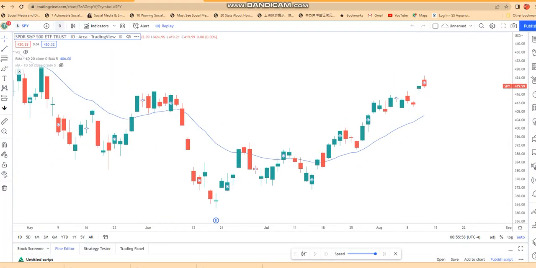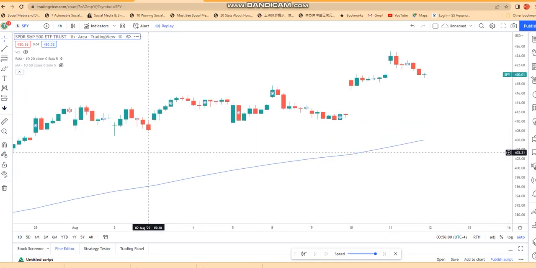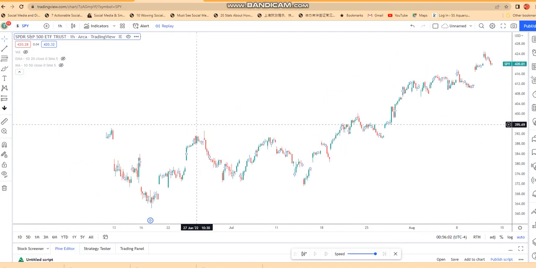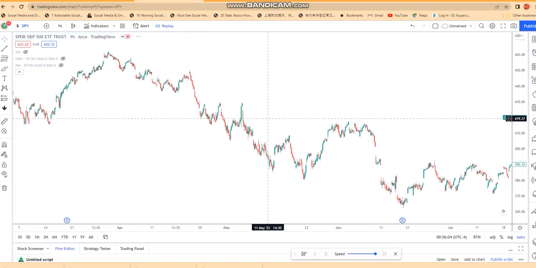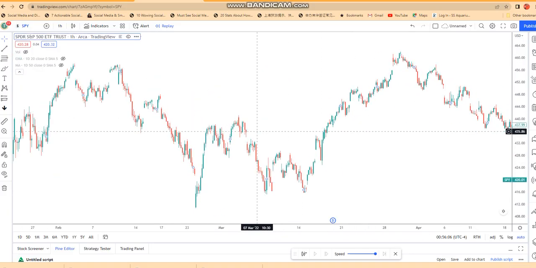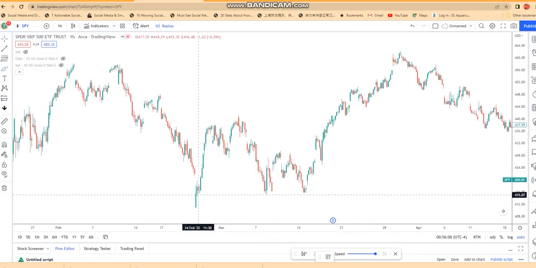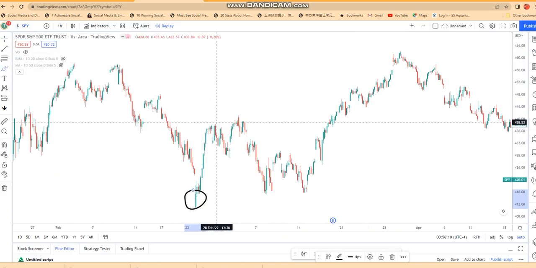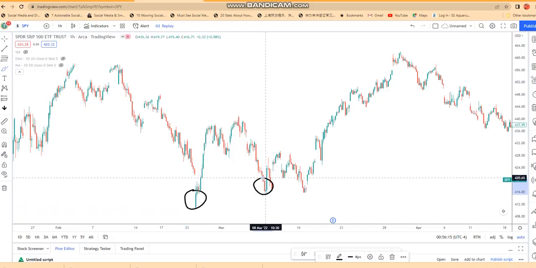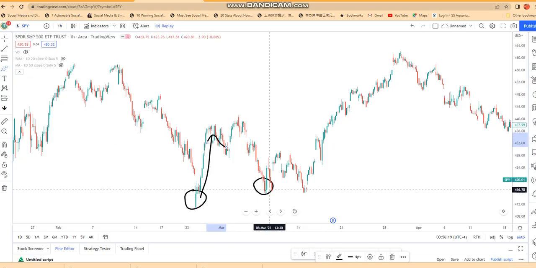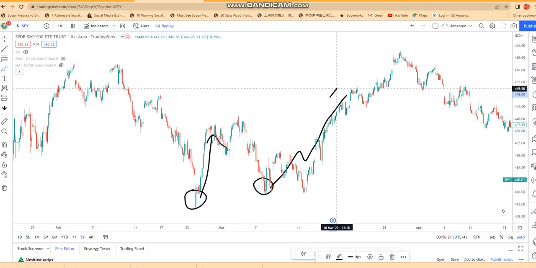Where is 24th February, 7th March, and so on? Let me show you. 24th February, I think it will be here if you look at the cursor. 7 March, I think it will be here. Can you see that every time after you buy, the market rallies? Every time you buy, the market rallies even higher.